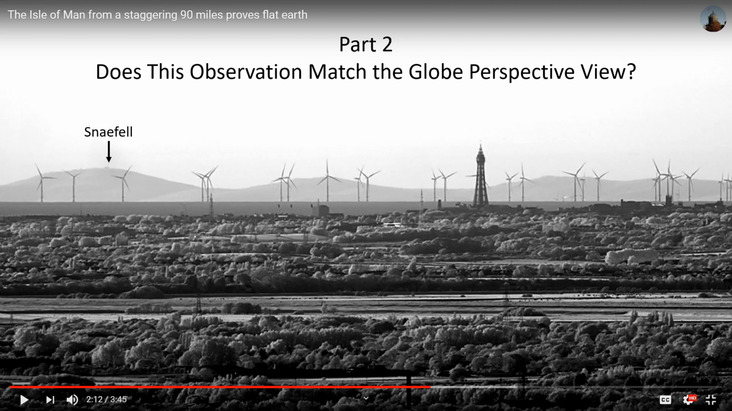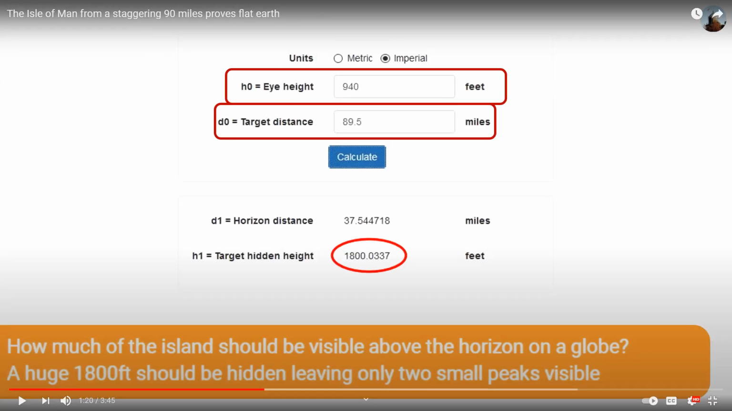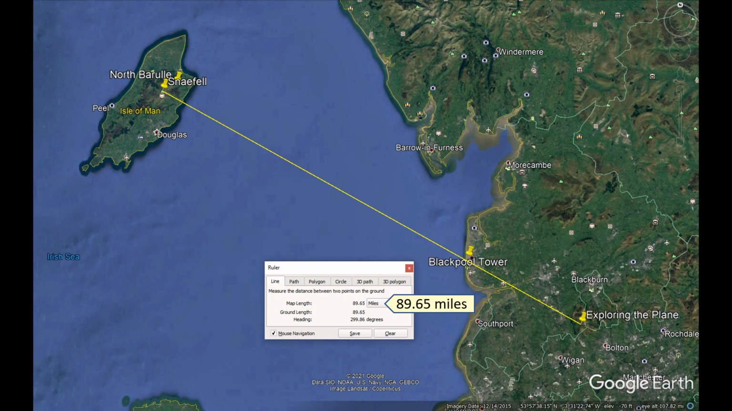And again, I will begin with Snaefell. Now, Exploring the Plane did have very good data, and he had an eye height of 940 feet, target distance 89.5 miles for a target hidden of 1,800 feet. Now, when I did a measurement from his location to Snaefell, I got a slightly longer distance, 89.65 miles.